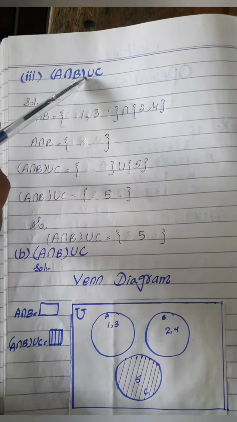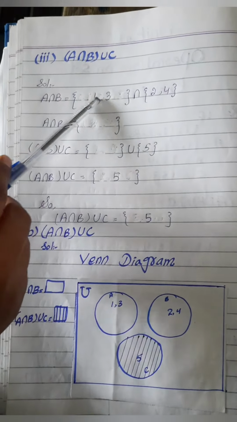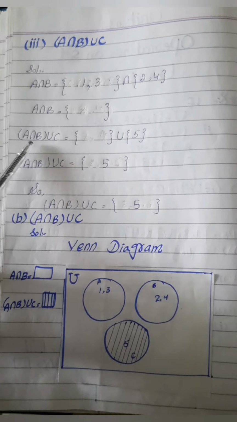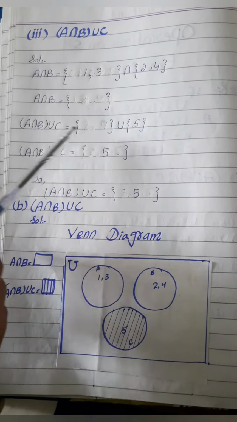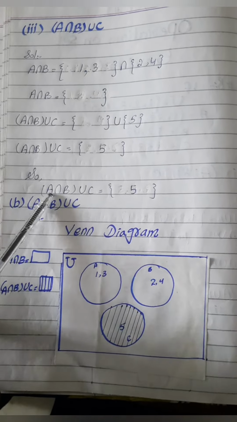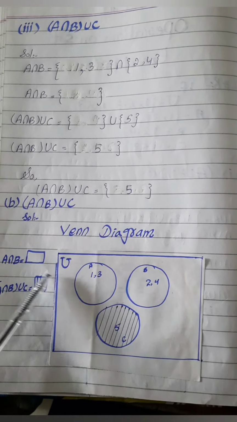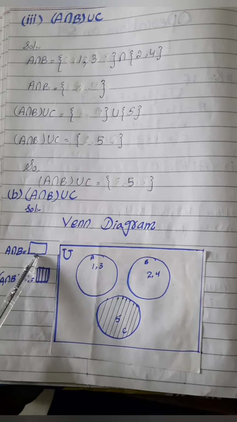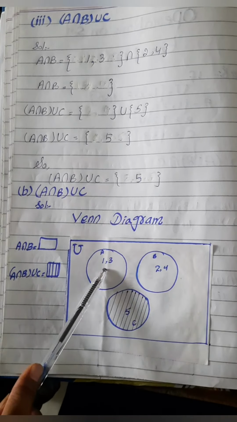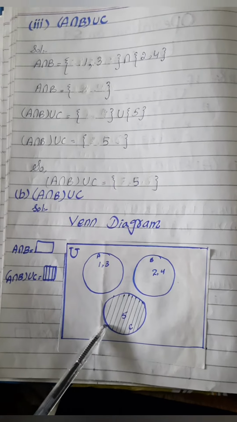Next we have A intersection B union C. Firstly we find A intersection B. There is no common value in sets A, B, so A intersection B is an empty set. (A intersection B) union C, we find the union of both sets, so we get 5. There is no common value, so we show A intersection B by empty set and (A intersection B) union C by lines. So A intersection B with empty set and C with lines.